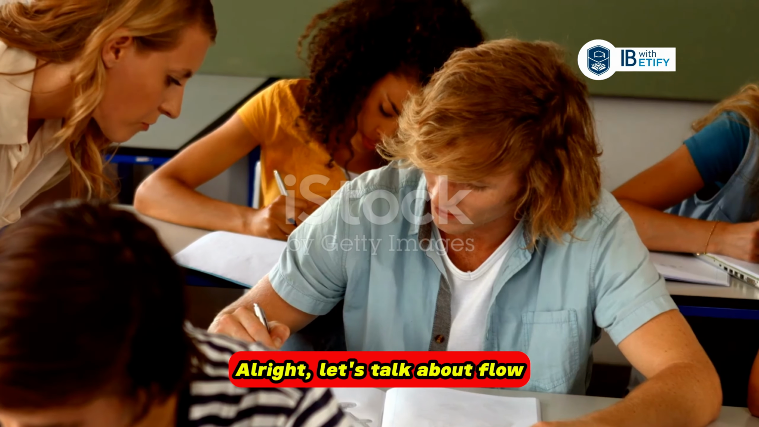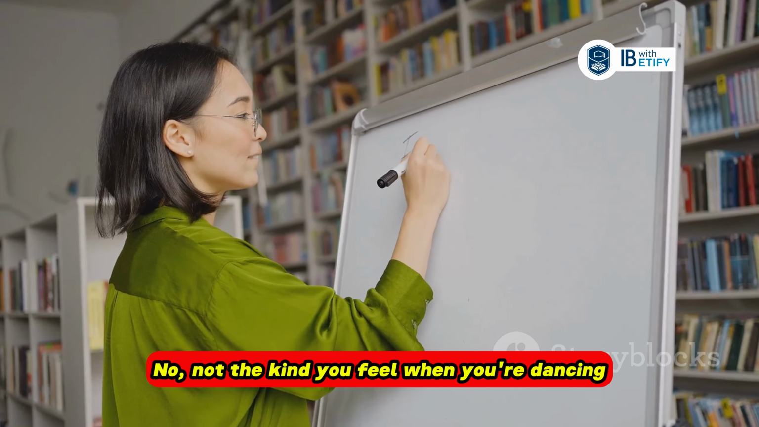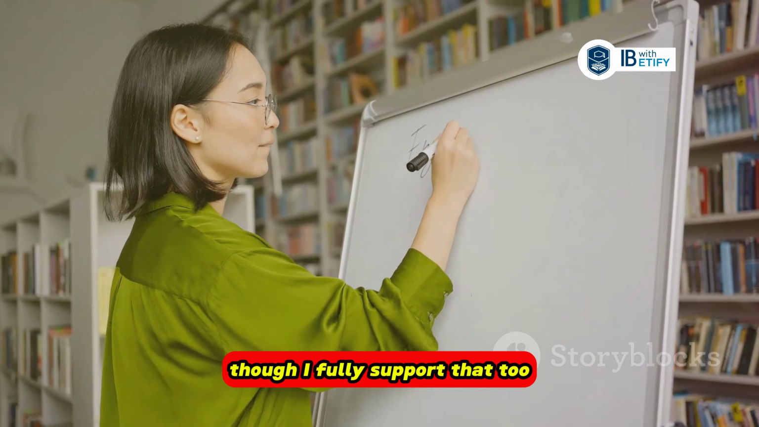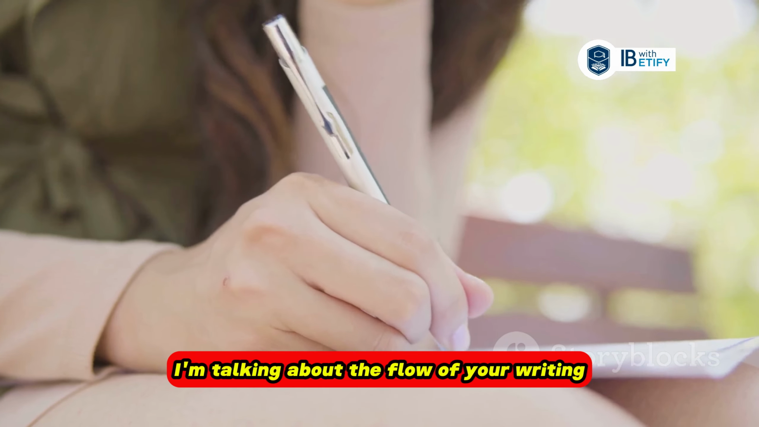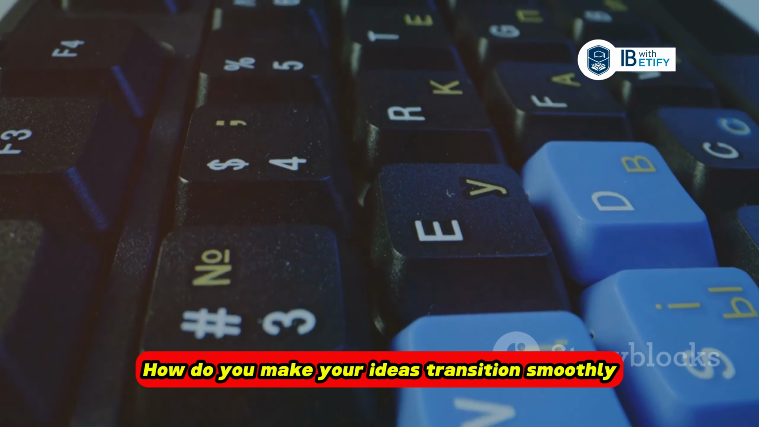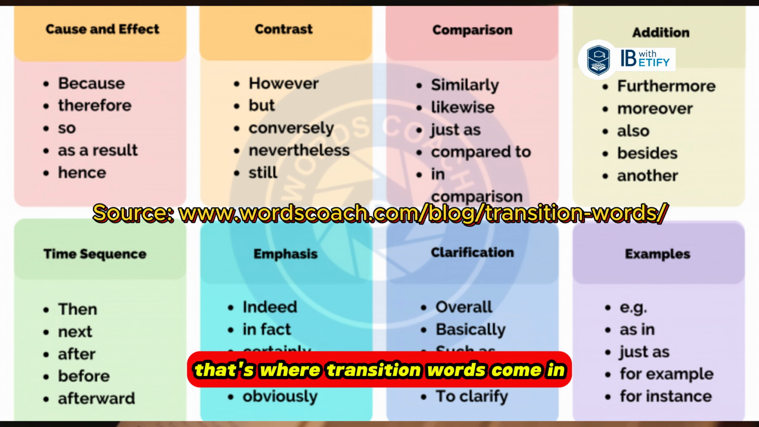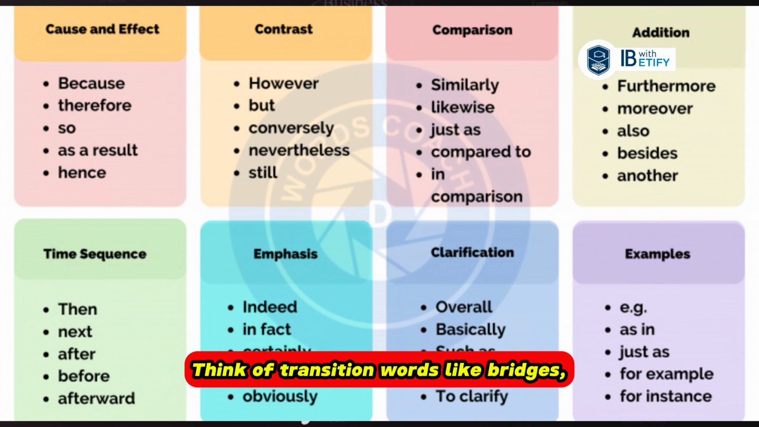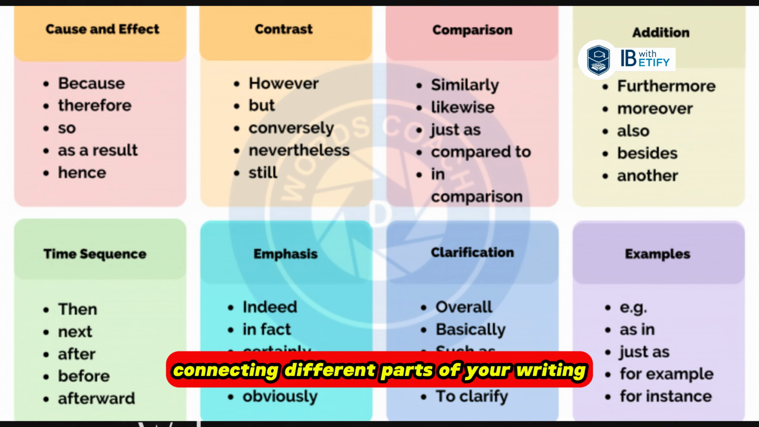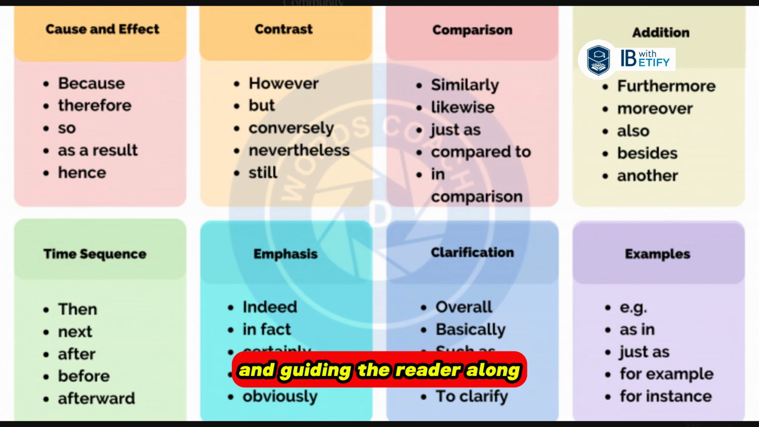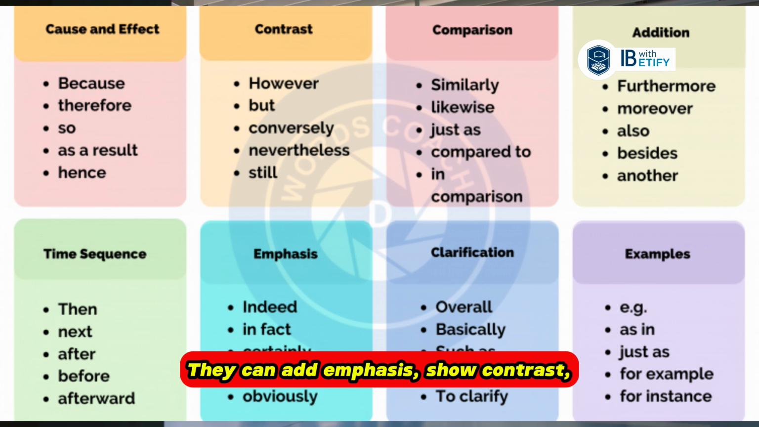Alright, let's talk about flow. No, not the kind you feel when you're dancing, though I fully support that too. I'm talking about the flow of your writing. How do you make your ideas transition smoothly from one to the next? That's where transition words come in. Think of transition words like bridges, connecting different parts of your writing and guiding the reader along. They can add emphasis, show contrast, illustrate a sequence, and so much more.